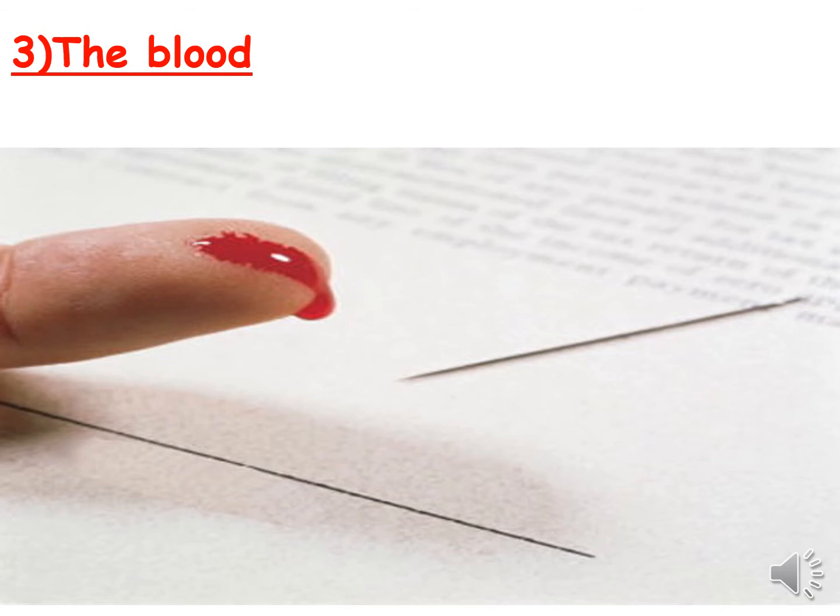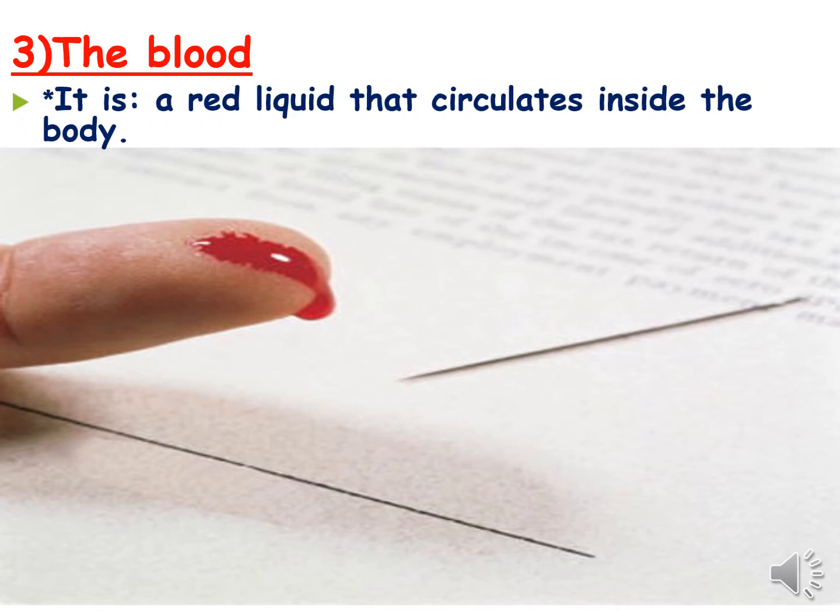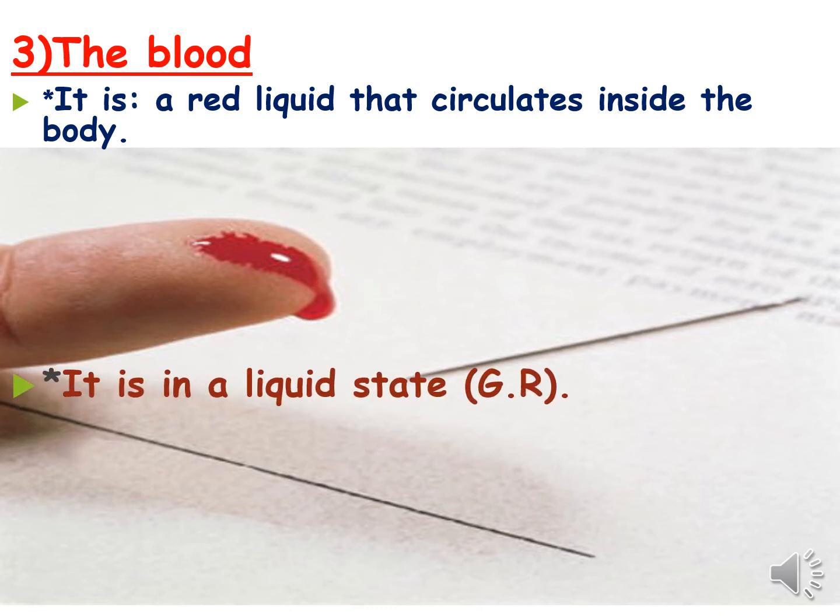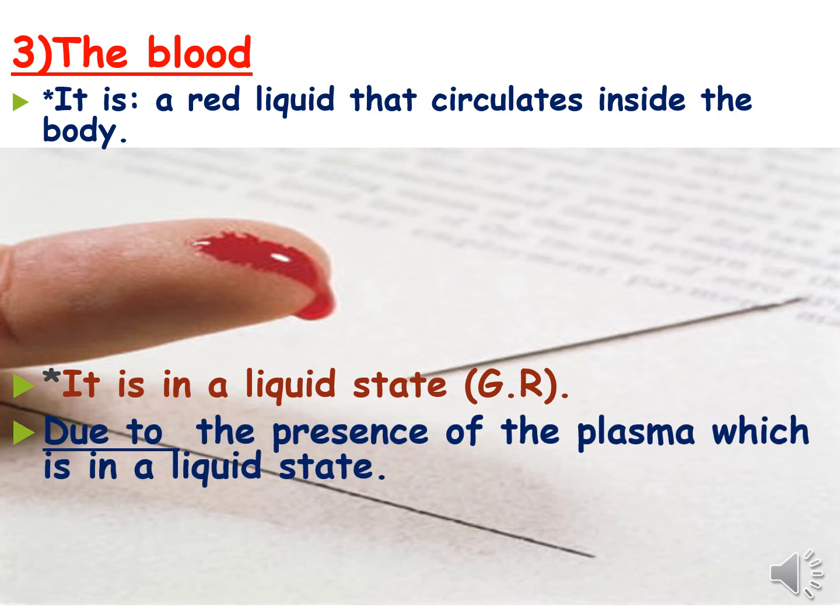The third component of the circulatory system is the blood. It's a red liquid that circulates inside the body. It's in a liquid state. Why? Due to the presence of the plasma, which is in a liquid state.